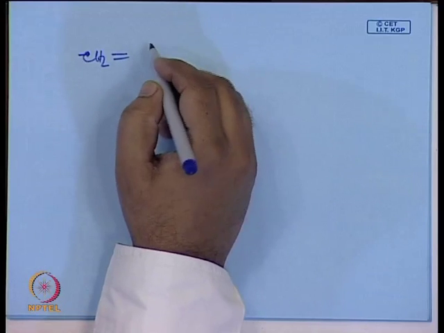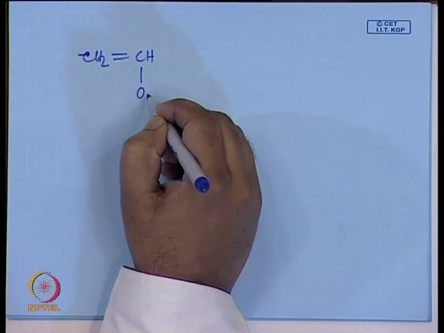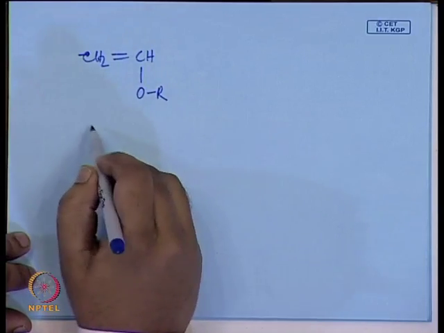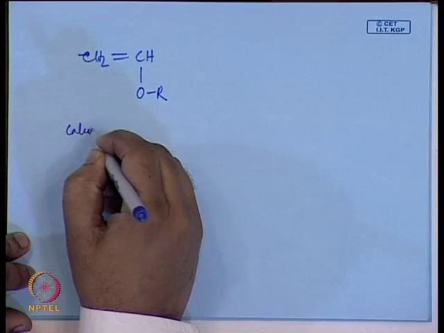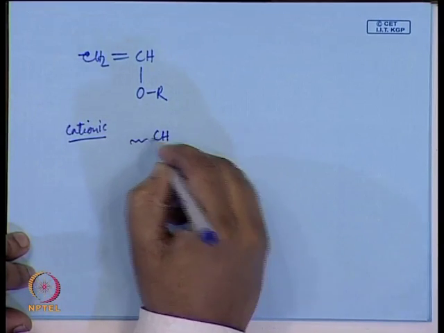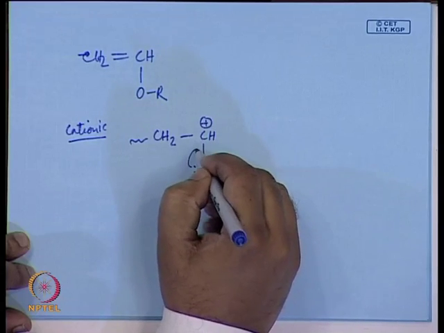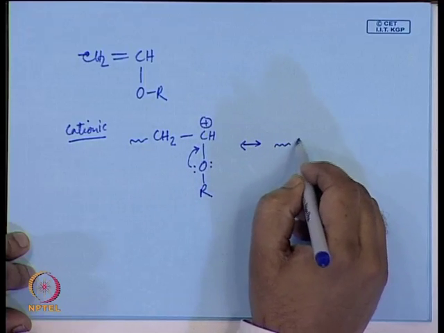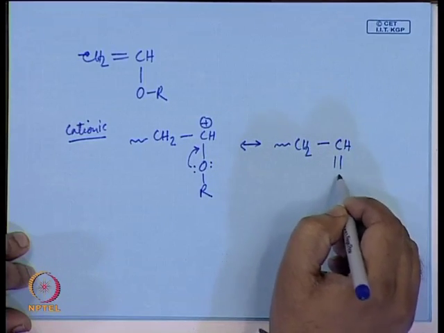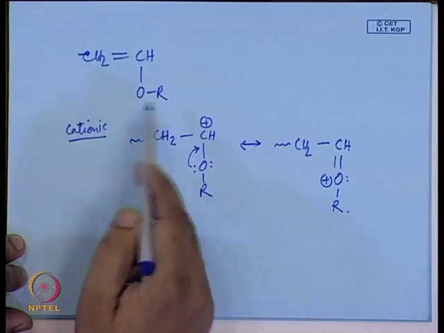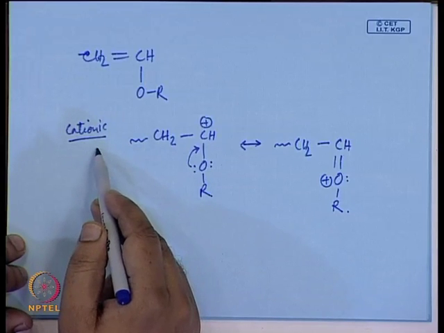Now, if you talk about this monomer, if I polymerize it with a cationic initiator, then it will be a cationic species. Now again, this can be stabilized by resonance like this. So, if you have a monomer like this, then it can be polymerized by a cationic species.